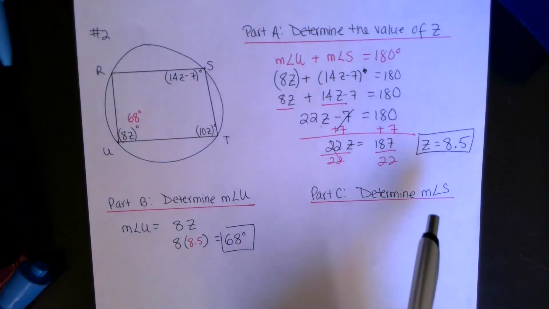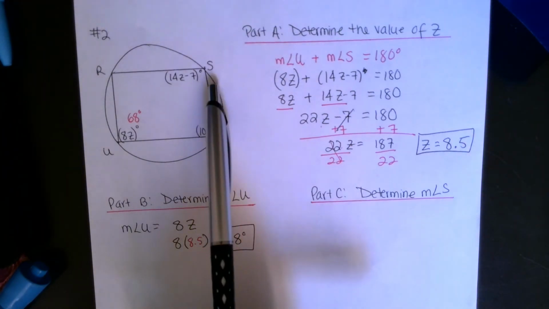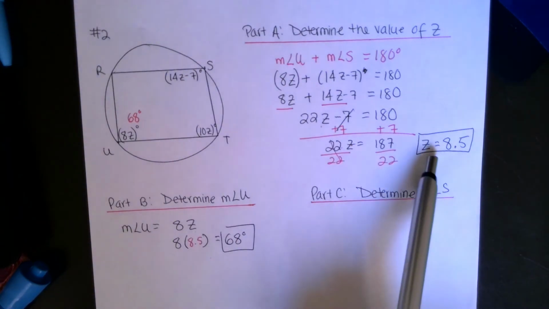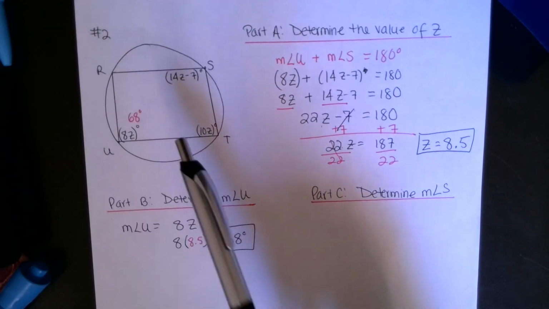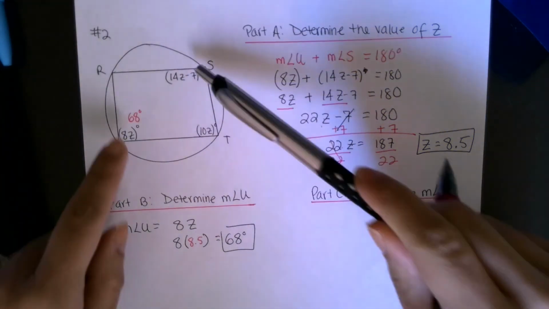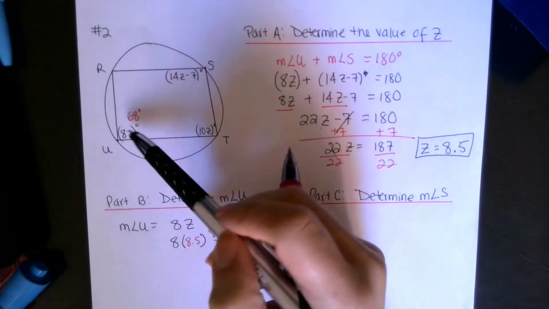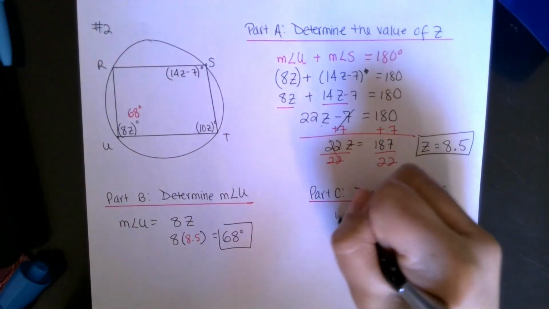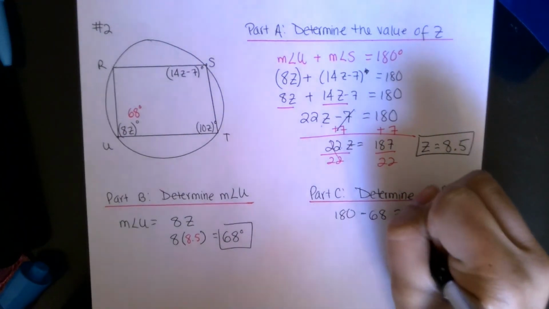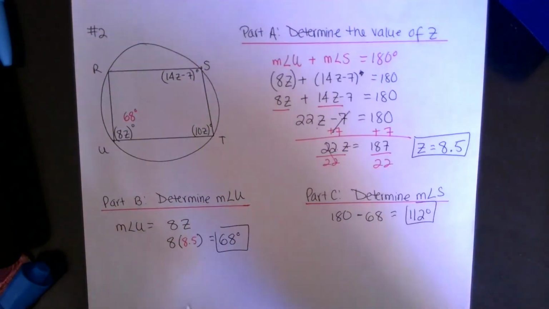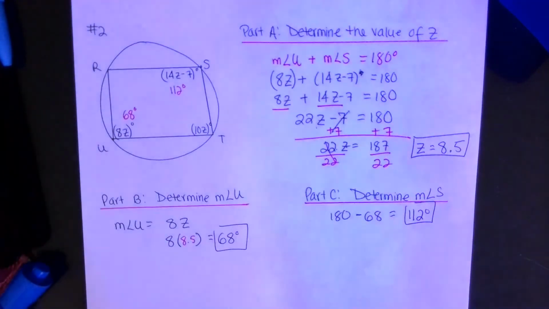Now, to find your angle S, you could either substitute it. It's 14z minus 7, so I could plug in that. Or opposite angles are supplementary, so you're doing 180 minus 68. So it's up to you what you want to do. Since I know opposite angles are supplementary, I'm going to do 180 minus 68. So that's going to give me 112 degrees. And again, if you decide to substitute, if that came into your mind first, if you just substitute 8.5, you're going to have the exact same answer.